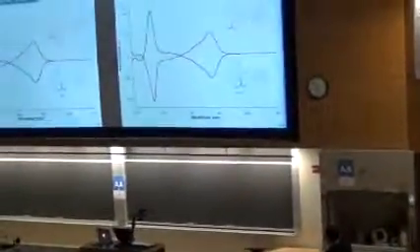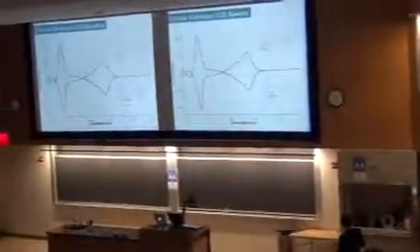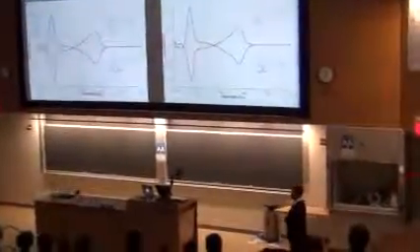images. And here is the CD spectra in dichloromethane, where the red curve is for the P molecule and the blue curve is for the M molecule. You see they are mirror images.